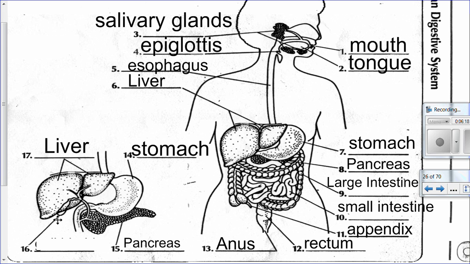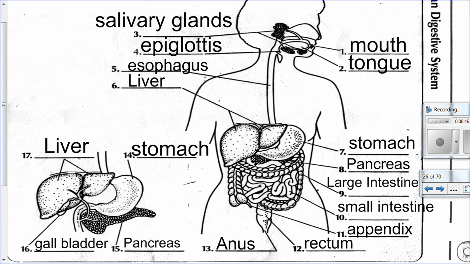And again, food doesn't enter the liver, doesn't enter the pancreas, and it doesn't enter number 16, but all these organs play important roles in digestion. And number 16 is referred to as the gallbladder. Sometimes people have gallbladder problems. Maybe someone you know may have gallbladder problems. And so we'll learn more about what the gallbladder's role is in digestion.